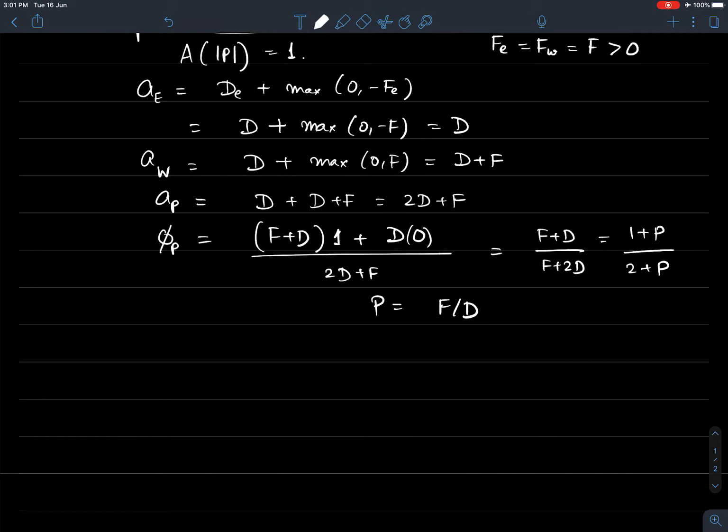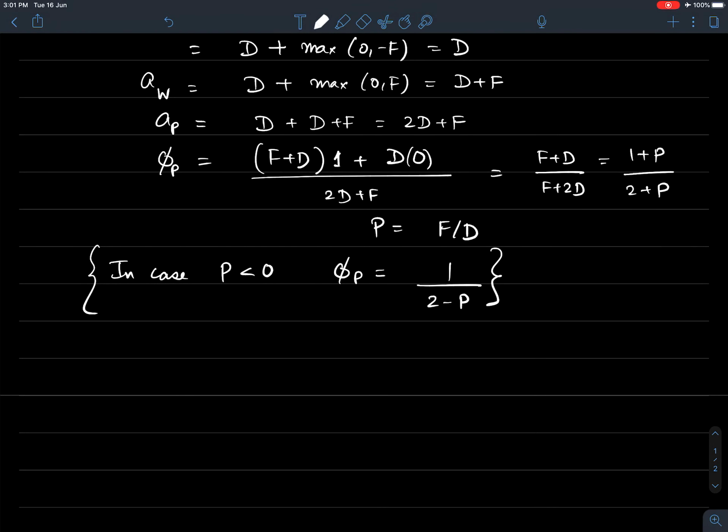Now this phi P comes out this way assuming P is greater than 0. You can work out that in case P was less than 0, which means FE and FW were negative, in that case phi P would come out to be 1 by 2 minus P. So I'm leaving this for you to work out and to prove to yourself. So why did I do this?